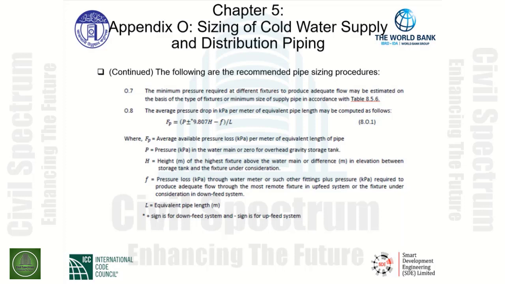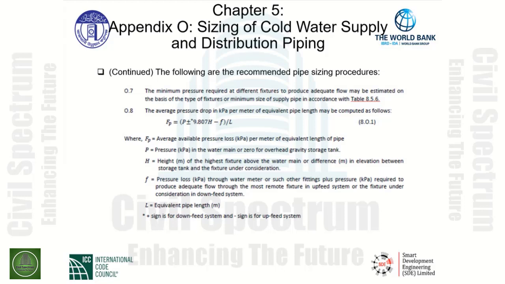Continuing on, 0.7, the minimum pressure required at different fixtures to produce adequate flow may be estimated on the basis of the type of fixtures or minimum size of supply pipe in accordance with Table 8.5.6. We have 0.8, which gives us an equation, the average pressure drop in kilopascals per meter of equivalent pipe length that may be computed as follows.